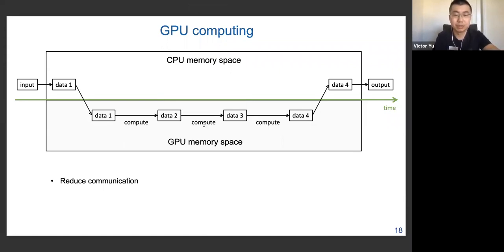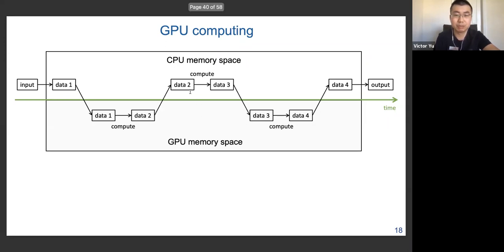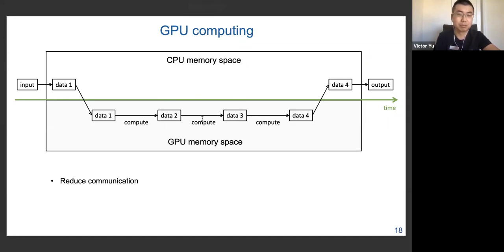So for example, we can move this computation from the CPU to the GPU. By doing this, we avoid two copies between the CPUs and GPUs, and we can save a lot of time because computation on the GPU is much faster than the communication between CPU and GPU.